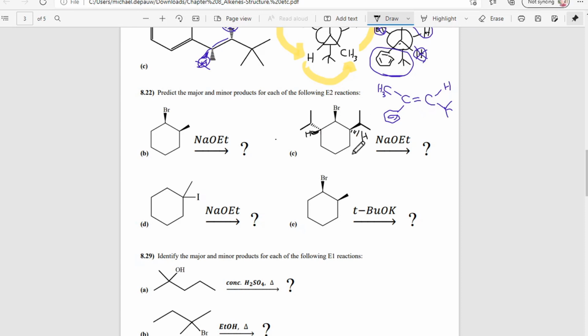Which one is opposite to the hydrogen? The hydrogen. Don't you know which one? Come on. No. All right.